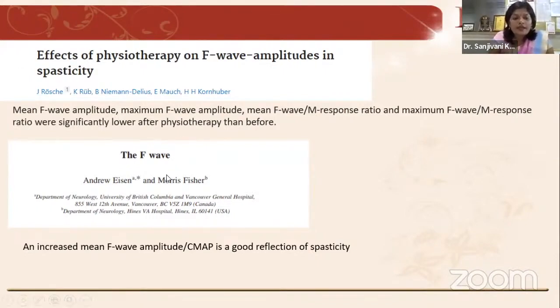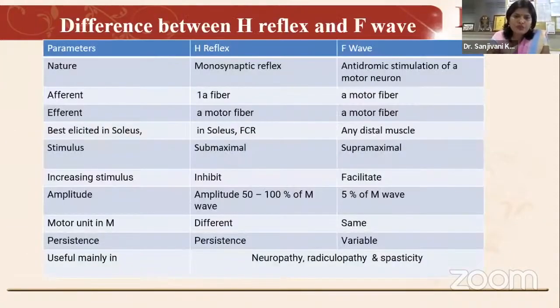There was also an article by Andrews on the F wave: an increased mean F amplitude is a good reflection of your spasticity. These are some articles which give you the H and F evidence till now, and there are some recent articles too. This is the common differentiation between the H reflex and F wave. How can we differentiate between them? The H reflex is monosynaptic, whereas the F wave is antidromic stimulation of the motor neuron.